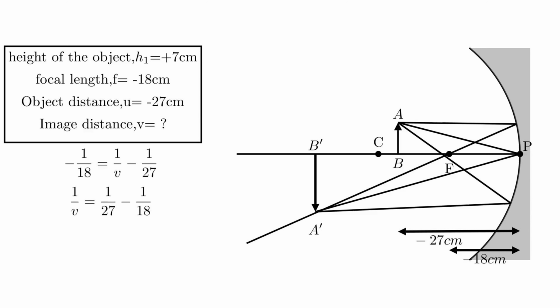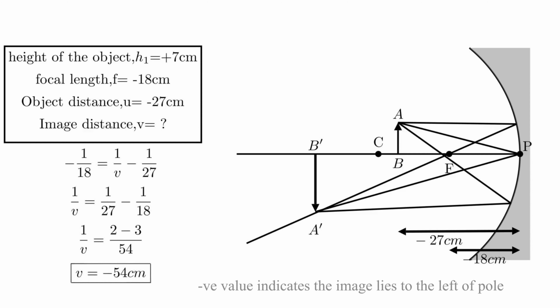On transposing, we get 1 over v equals 1 over 27 minus 1 over 18. Taking LCM we get 1 over v equals (2 minus 3) over 54, which on simplification becomes minus 1 over 54. On reciprocal we get v as minus 54. Thus the image lies 54 cm in front of the mirror.